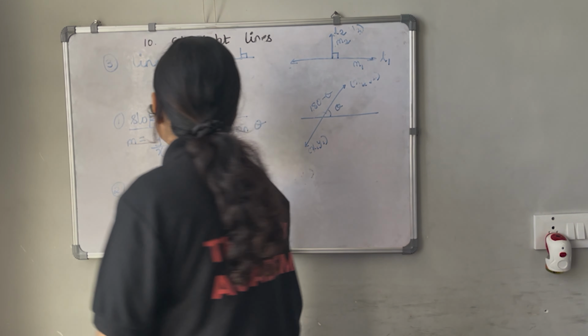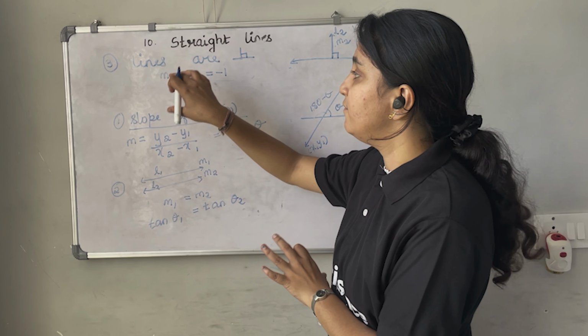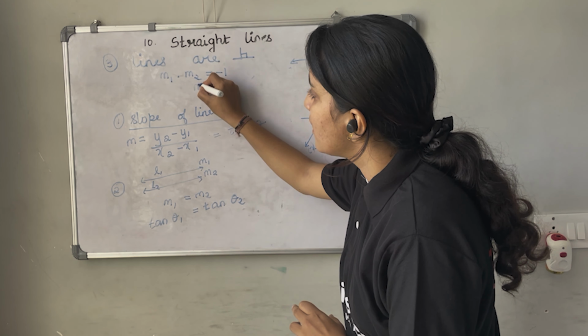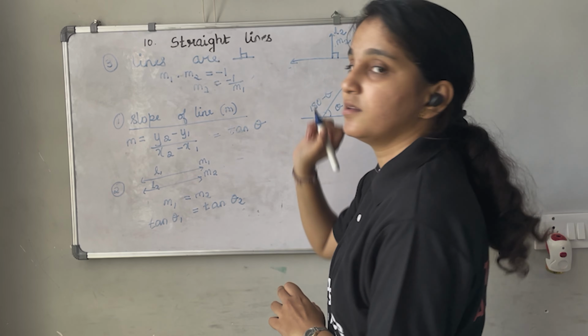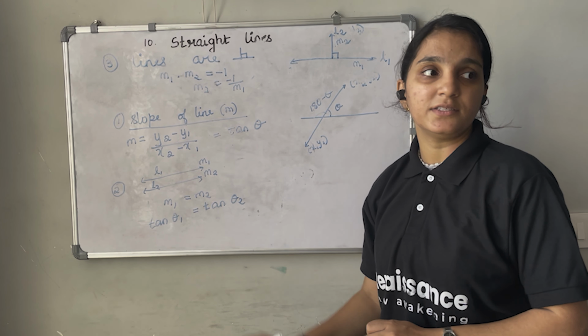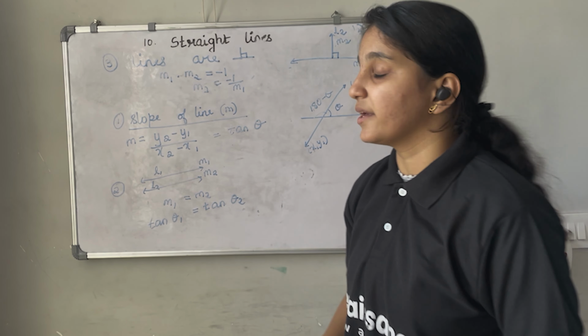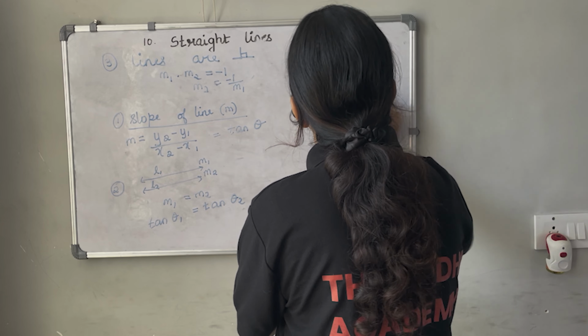If we have only M1, the slope M1, and we don't know M2, then we can find the slope M2 by M2 equal to minus 1 upon M1. The next thing which we are going to see is the angle between two lines.